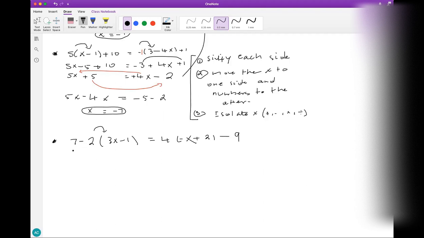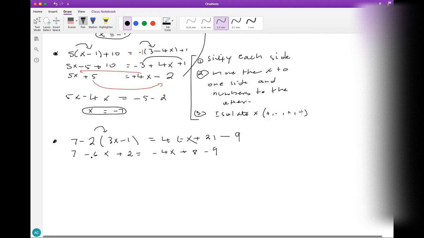So we're going to bring the 7 down, distribute, that's negative 2x. Negative 2 times 3x, that's negative 6x. Positive 2. Same on this side, nothing inside to simplify, so we distribute, that's negative 4x. Positive times a negative. Then positive 8 minus 9. Combine like terms here. So we're going to combine 7 and 2. 7 plus 2, both positive, so that's 9. Bring the negative 6x down.